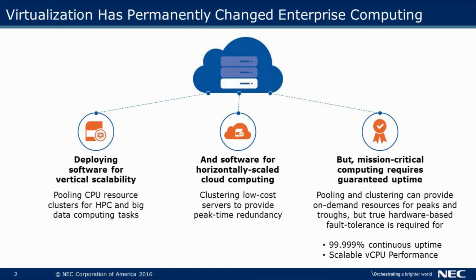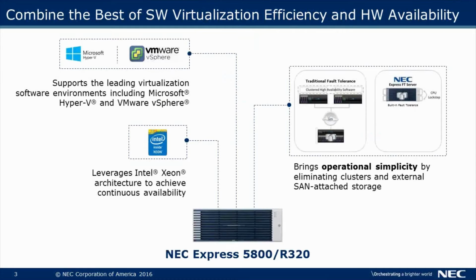Virtualization has permanently changed enterprise computing, deploying software for vertical scalability, meaning pooling CPU resources and clusters for high-performance computing, big data computing tasks, and software for horizontally scaled cloud computing, clustering low-cost servers to provide peak time redundancy. But mission-critical computing requires guaranteed uptime. The pooling and clustering can provide on-demand resources for peaks and troughs, but true hardware-based fault tolerance is required for 5 nines availability and scalable virtual CPU performance.